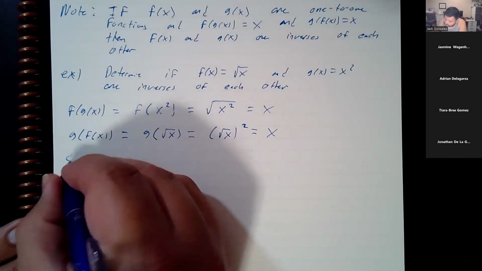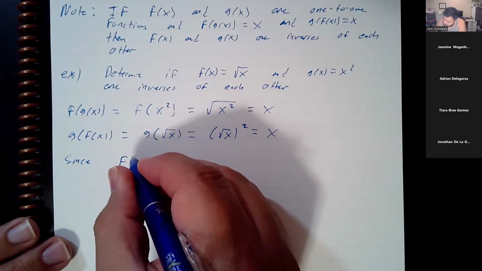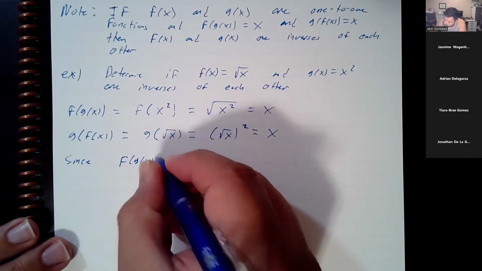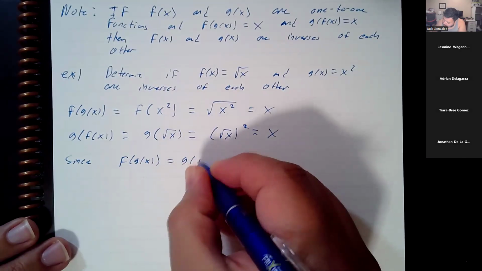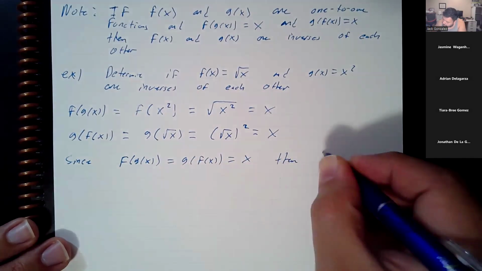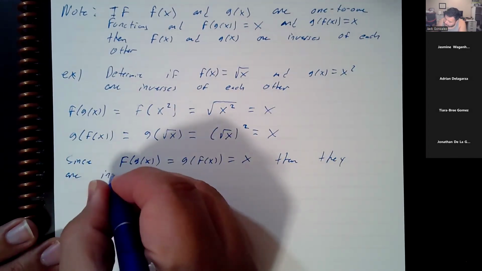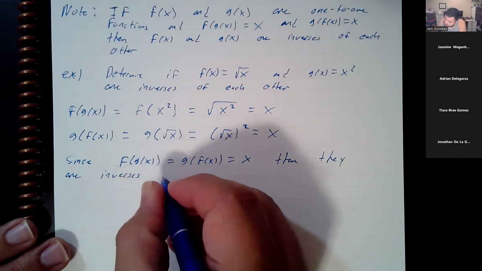So since f of g of x is equal to g of f of x, which is equal to x, then they are inverses of each other.